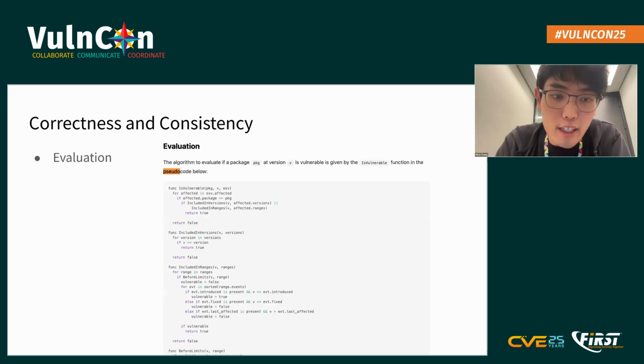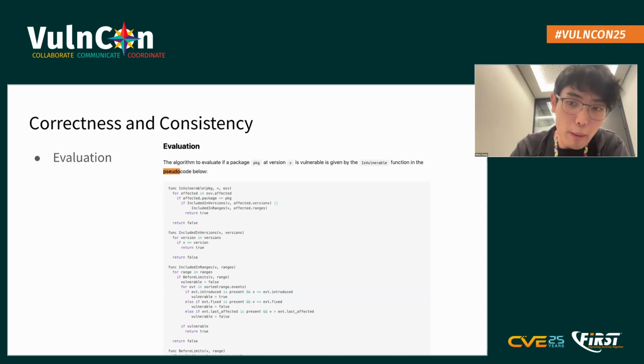We also set out very clear rules for evaluating if a package at a given version is vulnerable according to a record by providing pseudocode that shows how to implement version matching using OSV data.